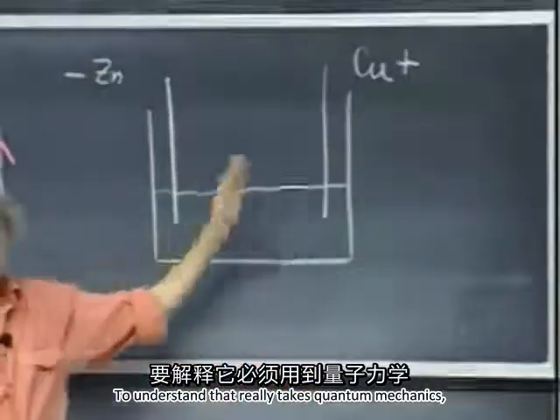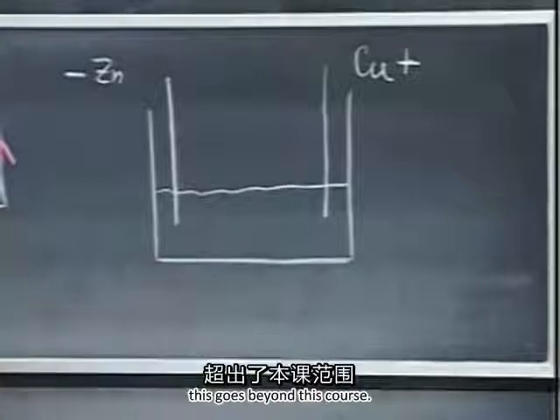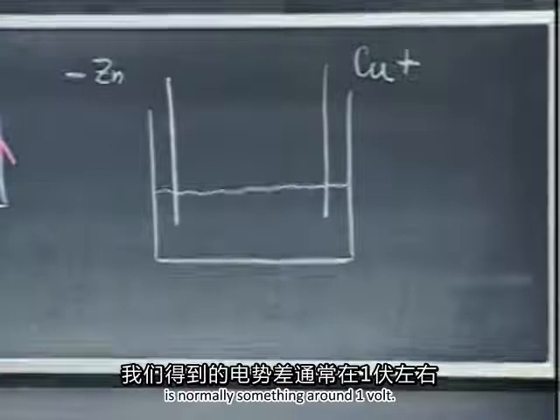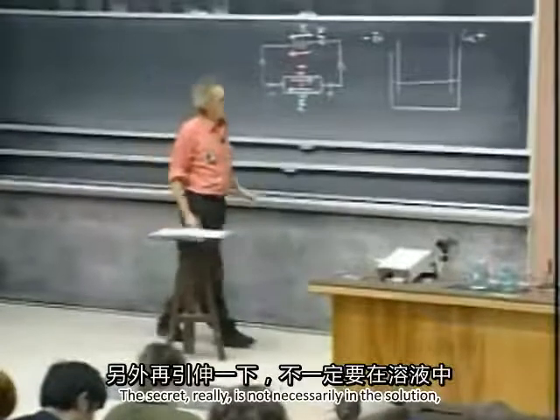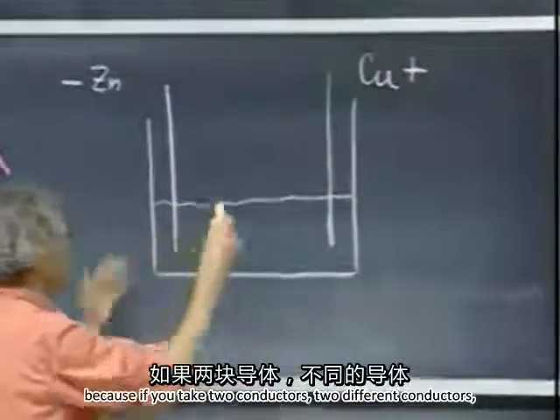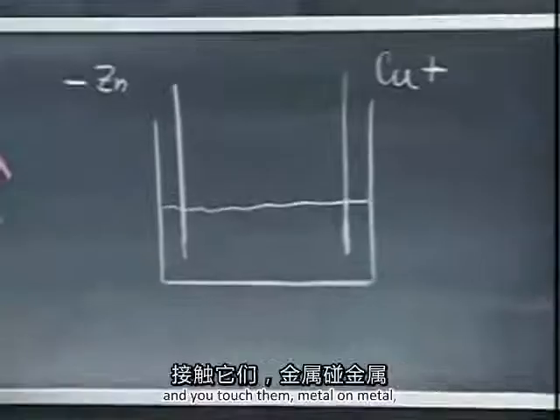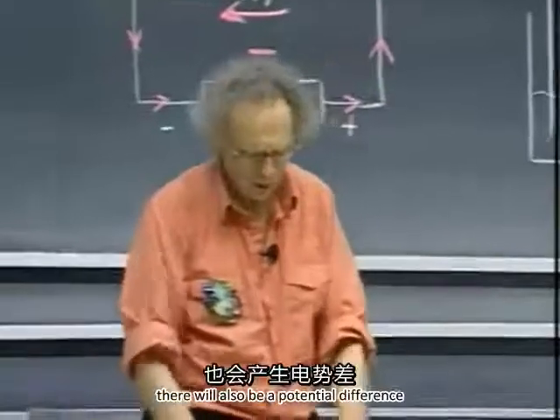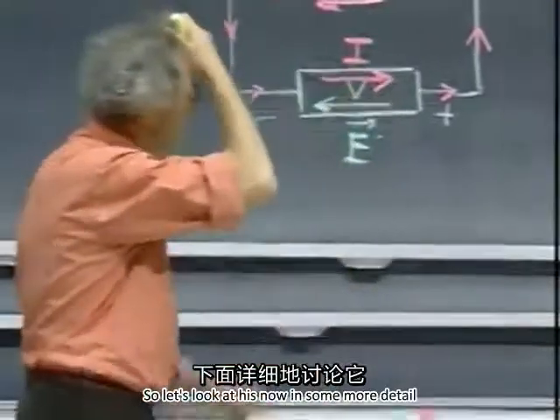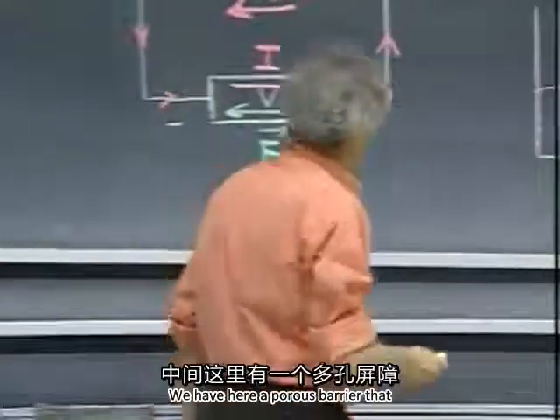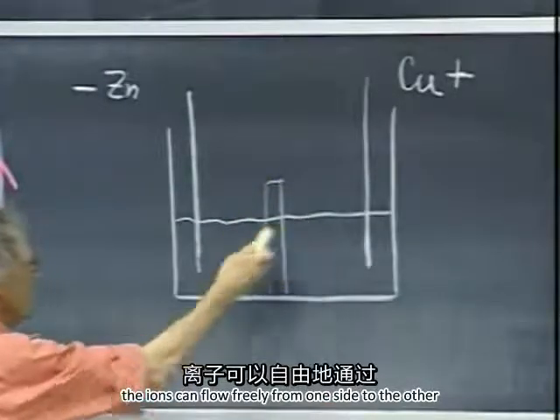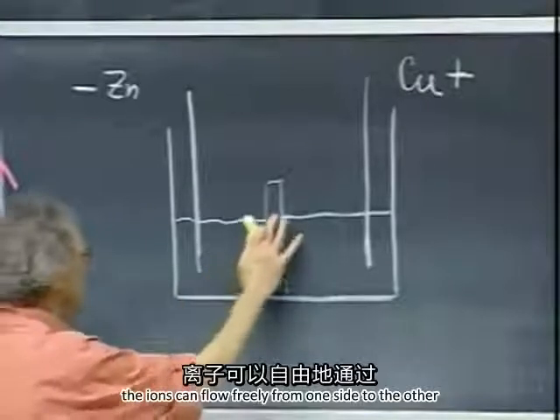To understand that really takes quantum mechanics. This goes beyond this course. But the potential difference that you get is normally something around 1 volt. The secret really is not necessarily in the solution, because if you take two different conductors, and you touch them metal on metal, there will also be a potential difference. So let's look at this now in some more detail. We have here a porous barrier so that the ions can flow freely from one side to the other.